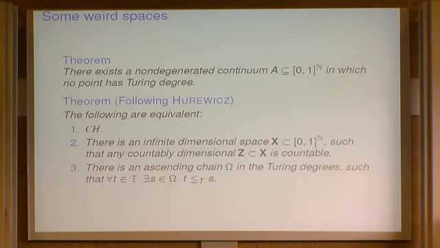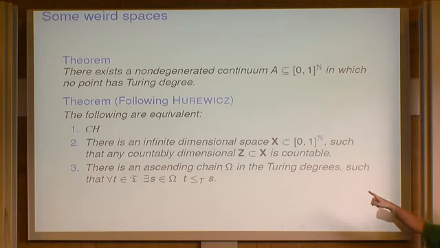If and only if the continuum hypothesis happens to be true, then there is an infinite dimensional space which you can pick as a subspace of the Hilbert cube, such that any countably dimensional subspace already is countable. Sorry, is it uncountably? It's an uncountably dimensional space, so X is uncountable. Yes. Well, infinite dimensional has to be.